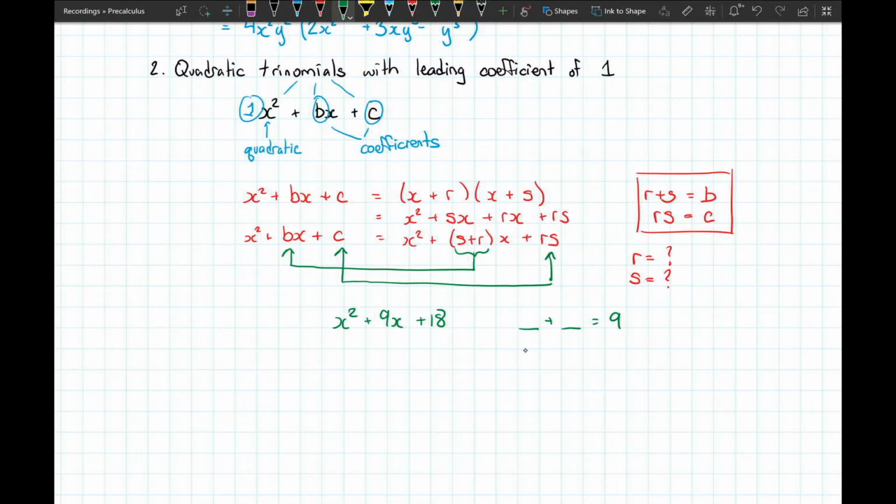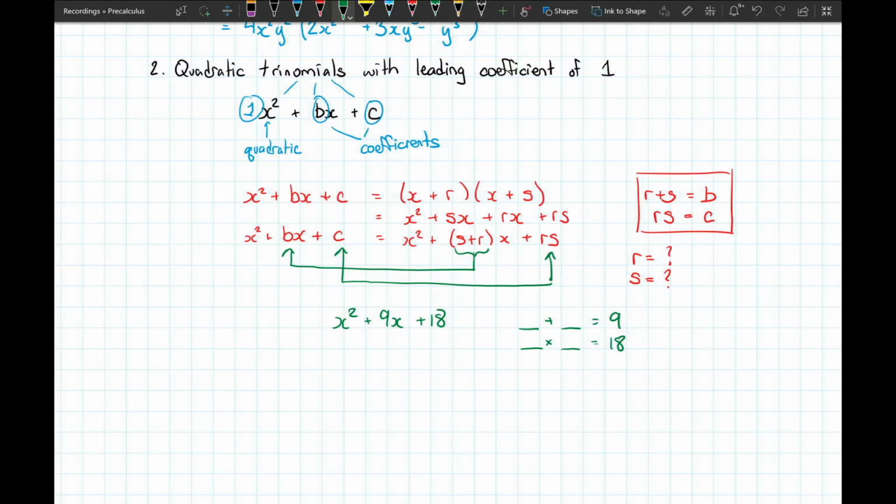And those same two numbers when multiplied together have to equal 18. So try to think about that for a little while, and remember that these r's and s's can be negative. It will be a lot more obvious when you look at the product. If two things multiply together to equal positive 18, then these two numbers are either both positive or both negative. Now, look at the 9. You can't have two negative numbers add up to 9, so they must both be positive.